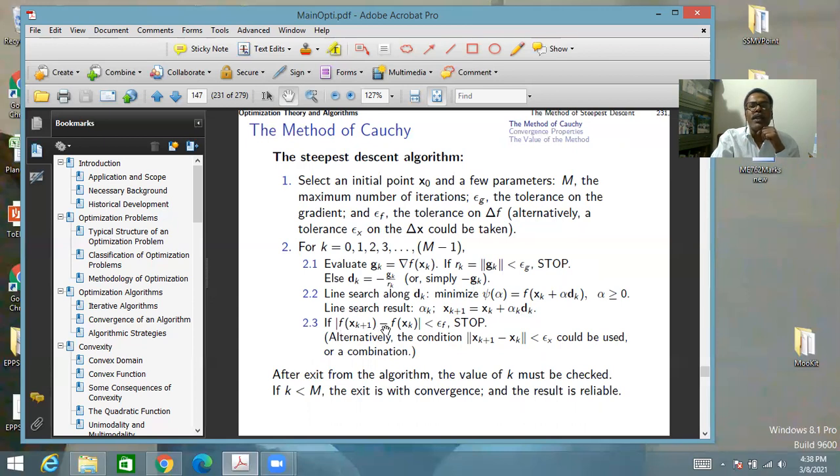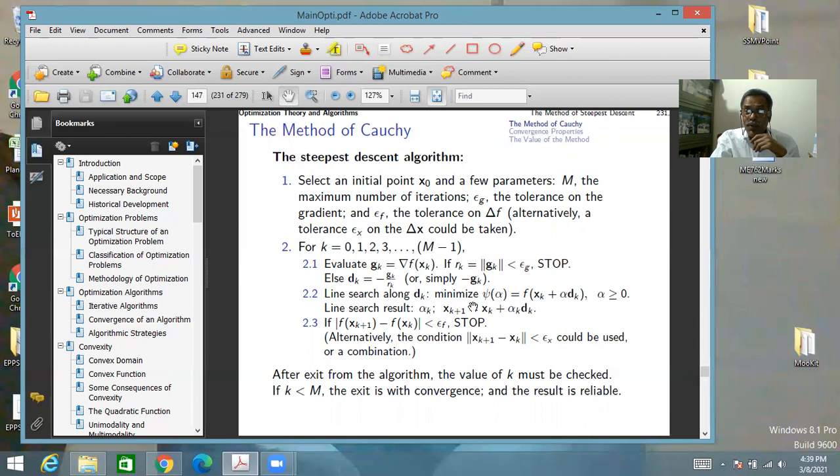And now you check if in this iteration enough improvement in the function value has taken place. If not, that is if it is smaller than the tolerance, then that means there is no need to continue further and you can stop. Alternative to this, as we discussed, you could have used this kind of a condition, or you could use a combination.